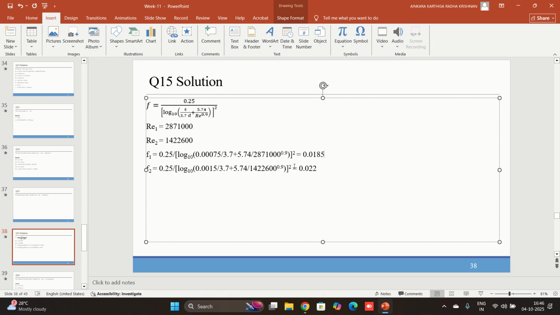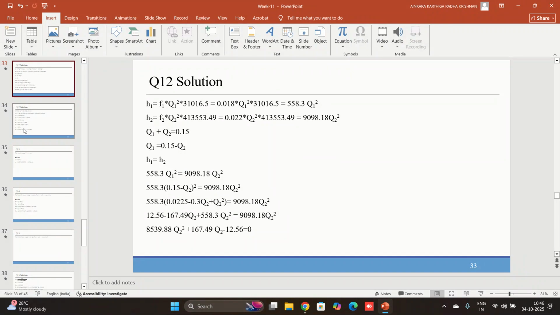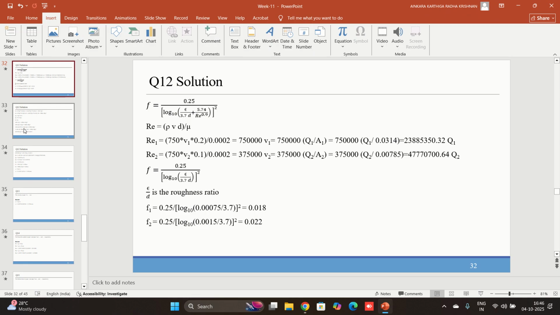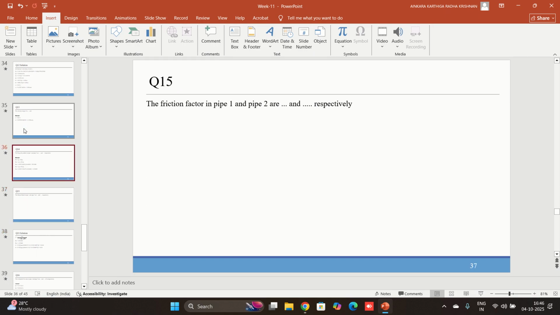I'm just substituting and checking actually. 0.0015 divided by 3.7, and we are taking log and we are taking square and 0.25 divided by this, 0.0219. It remains the same. So f1 and f2 are 0.0185 and 0.022. So previously in the solution what we got was a similar value only, similar number, 0.018 and 0.022. So it didn't make much difference. So here also it is almost the same only.